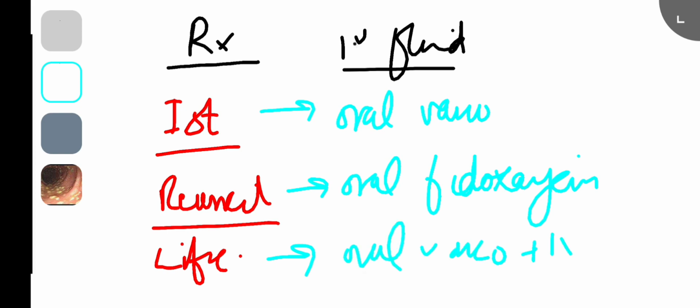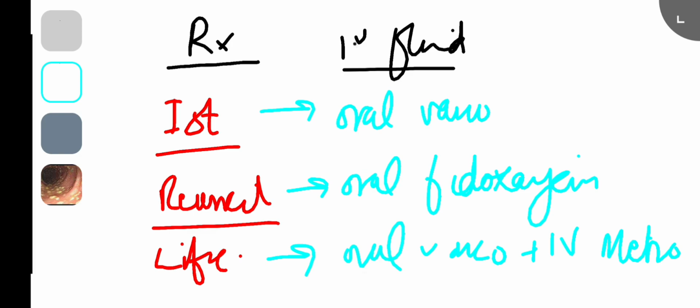Okay, so in the life-threatening condition, you go for oral vancomycin plus IV metronidazole. You need to combine both of them. In the life-threatening and severe cases, as I already said, increase in creatinine, higher temperatures, toxic megacolon, you need to go for oral vancomycin, but here you add IV metronidazole.